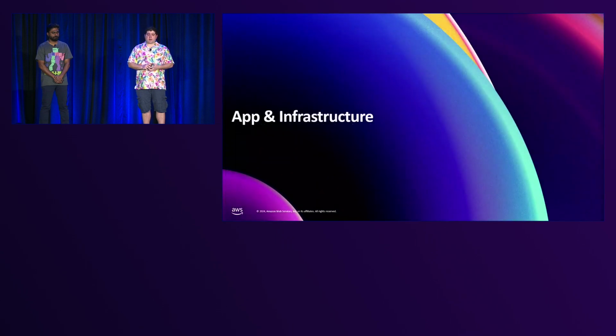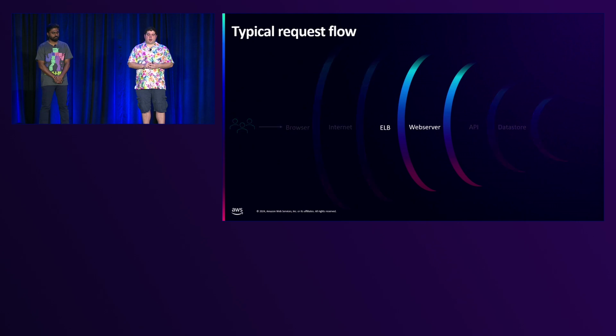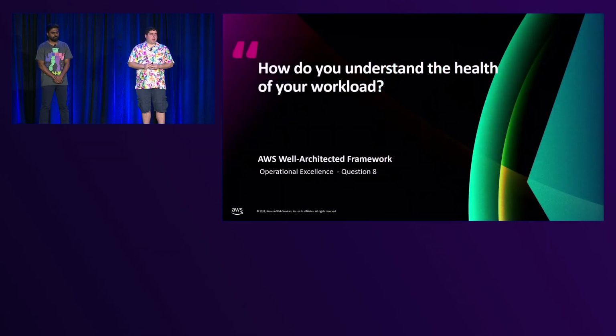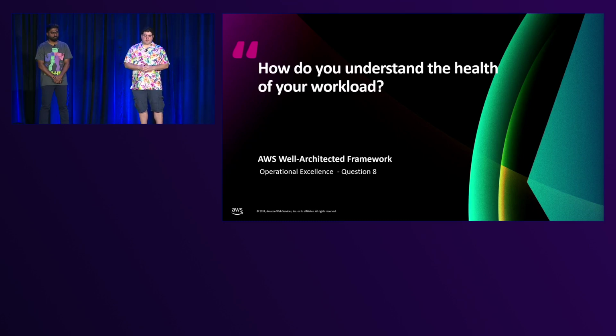Yeah, so from there, outside of just networking, we want to move to that next tier, which we'll call ELB, web server, app and infrastructure. And from here, I'm going to ask another question again, because we're a little bit into the presentation. We've been covering some best practices, but just to rehome here, it's a question we ask all the time: how do you understand the health of your workload? This comes from the AWS Well-Architected Framework.